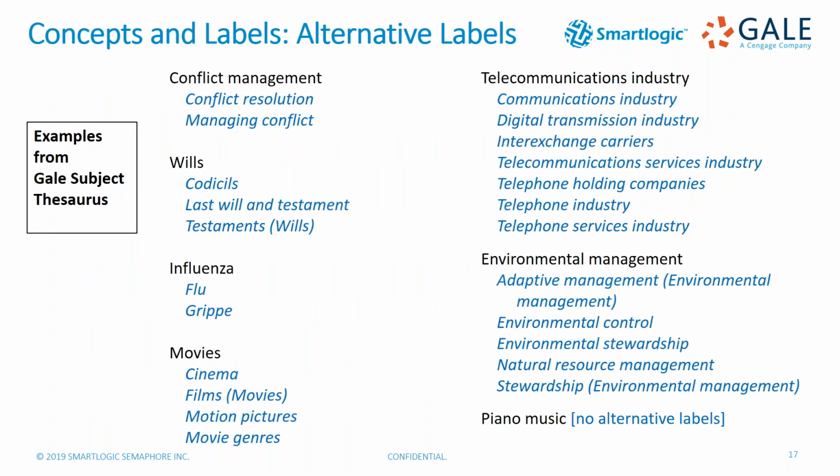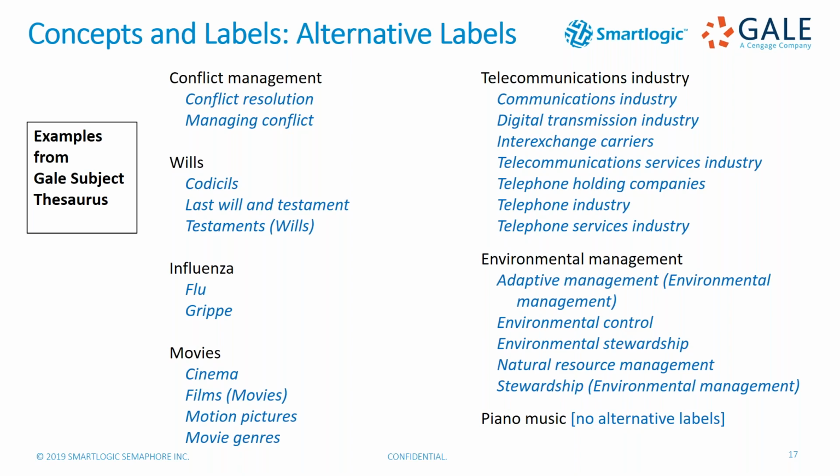So here are some actual examples of alternative labels that are used in the Gale thesaurus. The preferred label is in black, and the alternative labels are in blue italics. And you can see how some have a few and some have a lot.